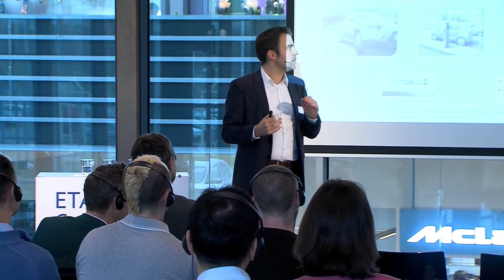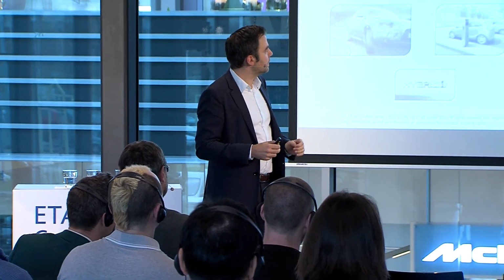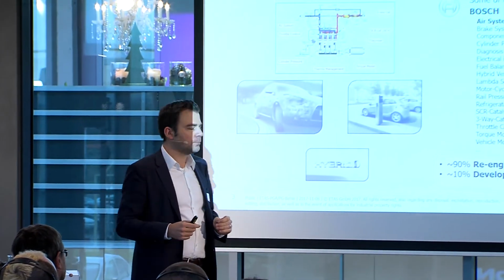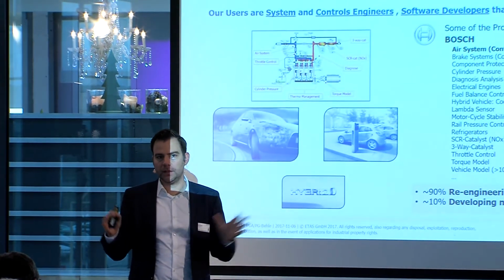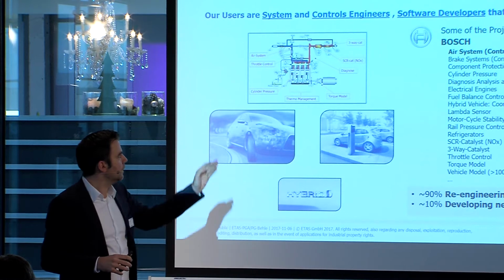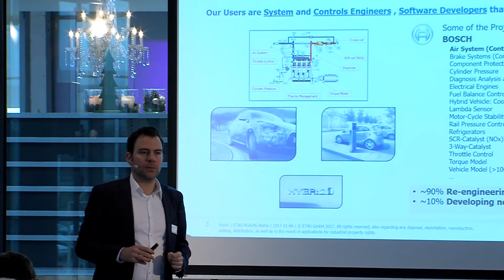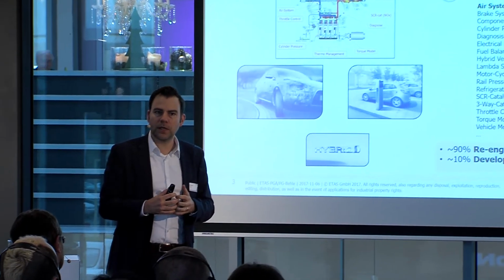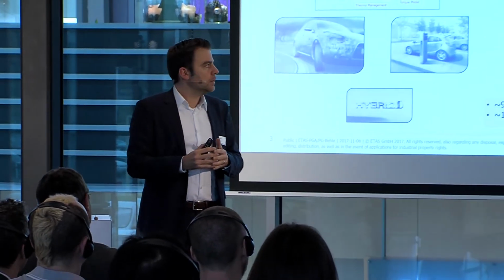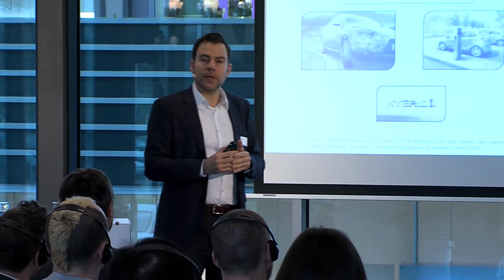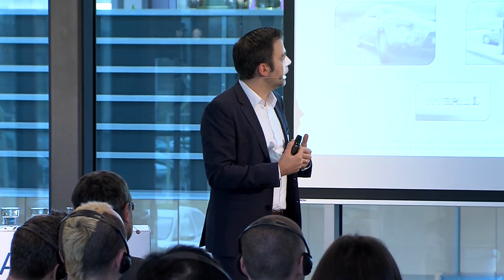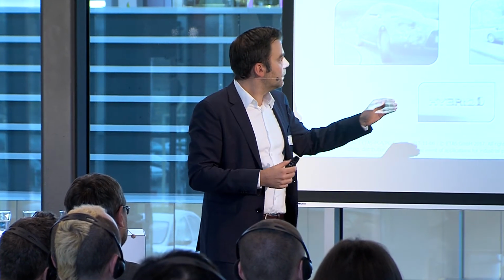So here you can see the different fields that we've been working in. Most prominently, that was actually the first system that we covered, that was the air system, both the controllers and the plant model. But there were other areas that we worked on, for example, in the field of chassis control. We looked at brake systems, ABS and ESP, but also more novel systems that we supported with our method, with this new method.